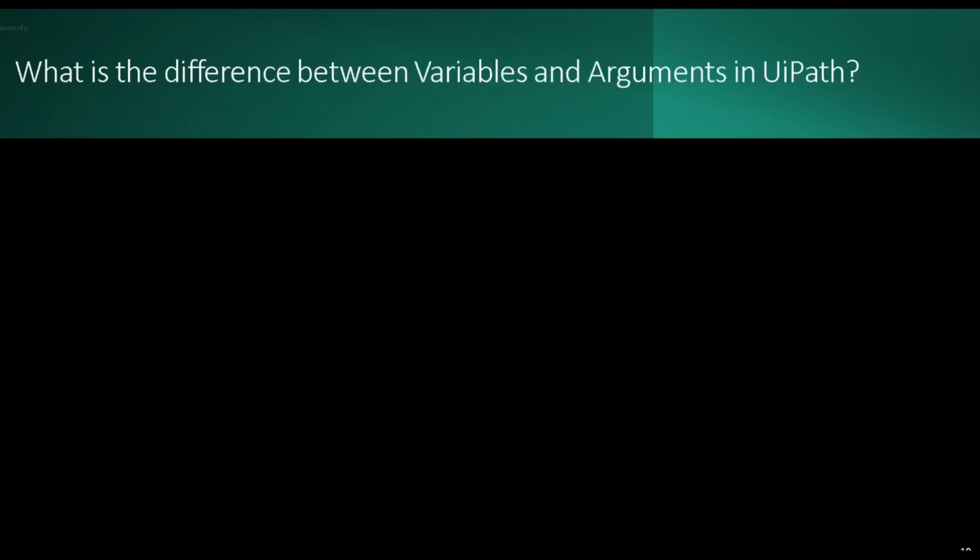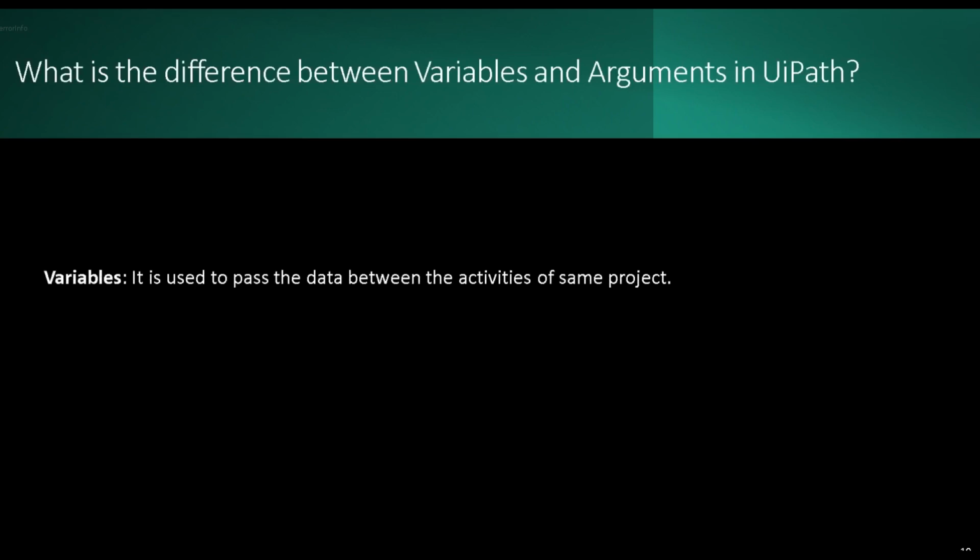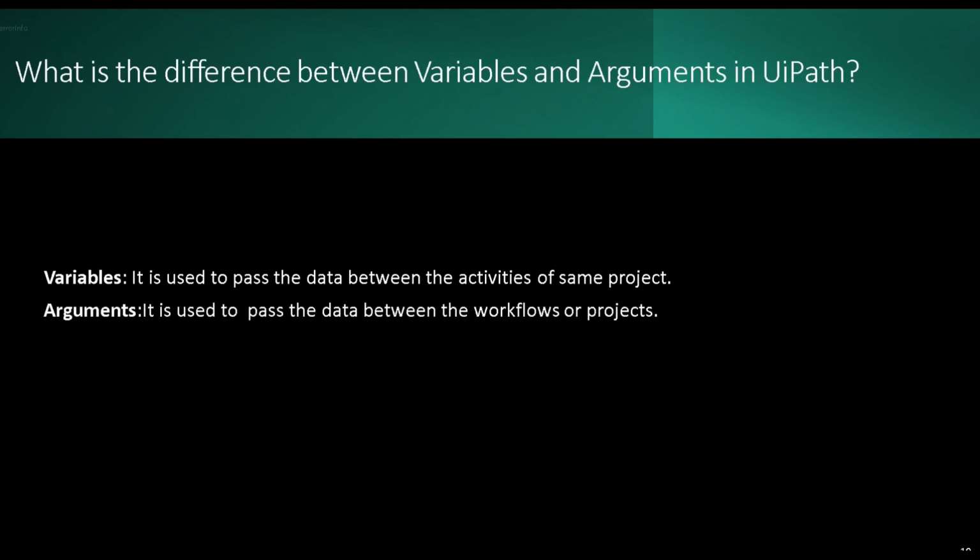So let's move on. What is the difference between variables and arguments in UiPath? So what is variable? It is used to pass the data between the activities of the same project. Okay, so what is argument? Argument is used to pass the data between the workflows or projects. Okay, so this is the main difference between variable and argument. Variable is used to pass the data between activities of the same project, but argument is used to pass the data between workflows or projects.